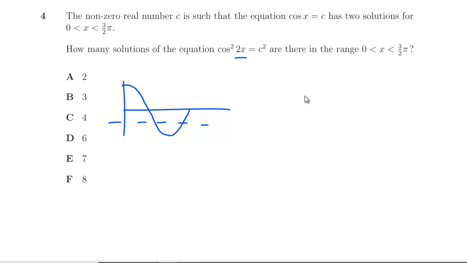So we know that c is between 0 and minus 1. So we'd have something, you get a bit of a flex on it, but it'll go like that. We'd have c going through there. So we'd have 3 solutions, and then we double the number of solutions because we're squishing everything. So we'd have 6 solutions, which is D.